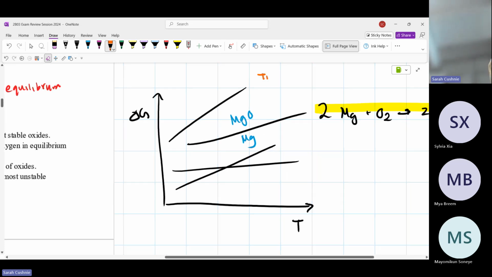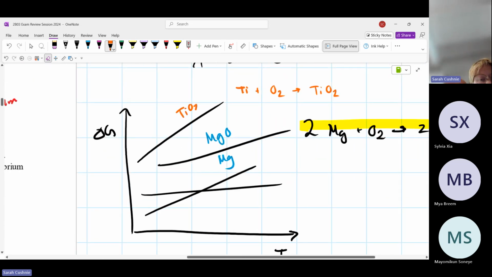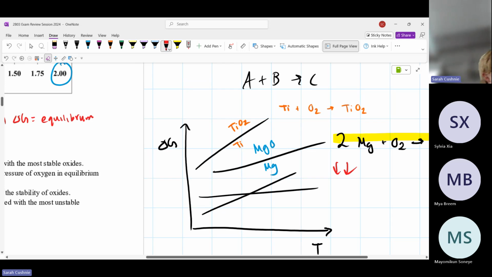Now we have Ti plus O2 forms TiO2, right? Now what's going to happen? Again, anything above the line, we want to form the oxide, and anything below the line, we want to form the metal. So now we have these two things next to each other. What's going to happen? Remember, we want to minimize the Gibbs free energy as much as possible.